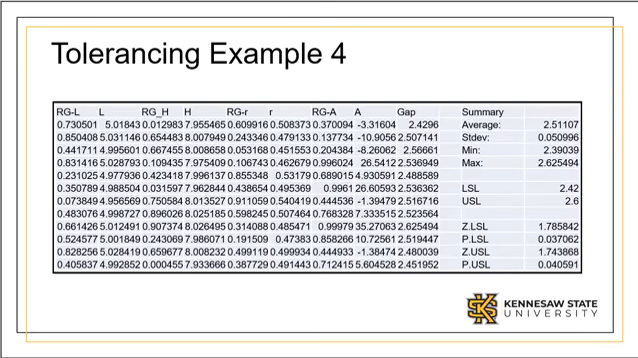Each row represents a random output of dimensions for the system. We use the gap equation to calculate the values in the gap column for each respective value of A, R, H, and L per row. A summary is provided to the right that offers the average, standard deviation, minimum, and maximum for the gap.